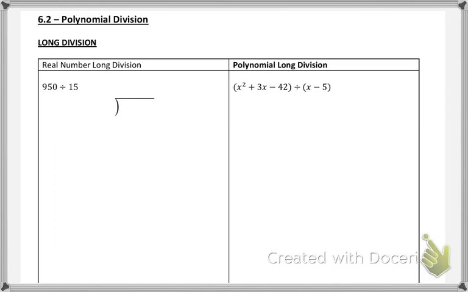Okay, so the first way, we're going to start with one that is already somewhat familiar to you. It's long division. So if you recall back in elementary school, when you first learned to divide bigger numbers, you might have learned long division. So for example, on the left, if I asked you to divide 950 divided by 15, you would draw your long division symbol, and then we would put the 950 in here, right? And the 15 outside. The 15 is what we call the divisor. And what we're dividing is what we call the dividend.